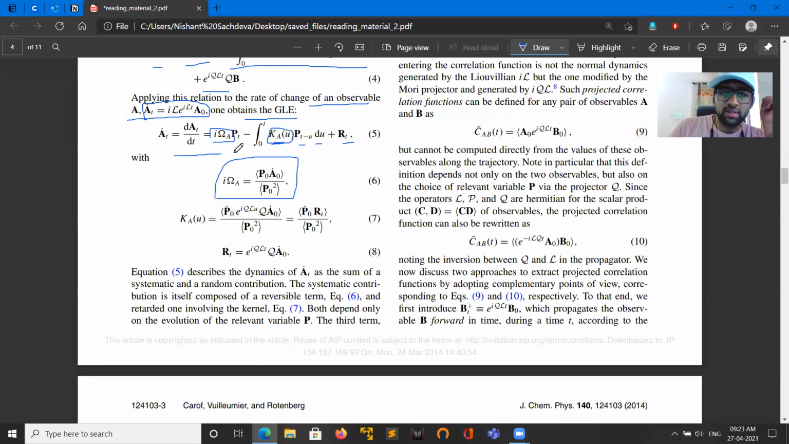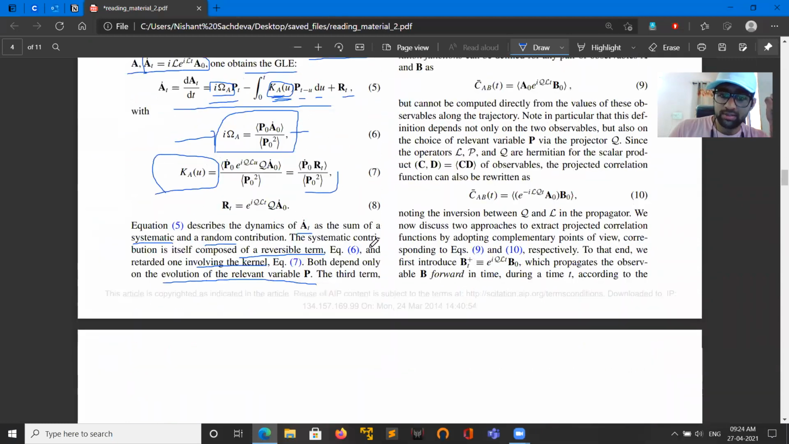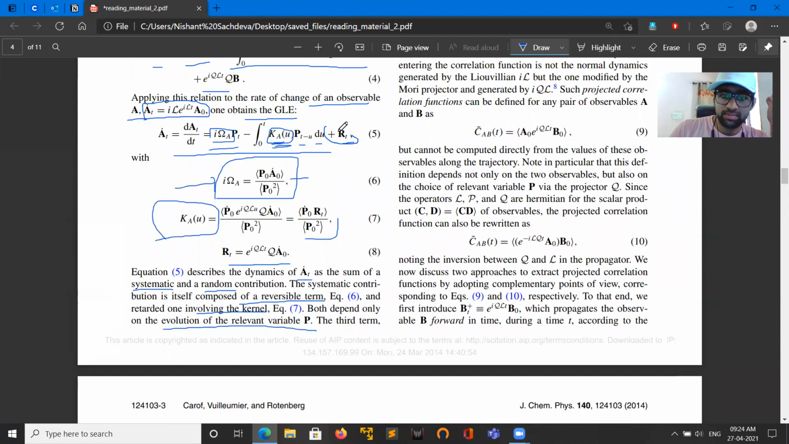Now equation 5, this particular equation, describes the dynamics of A dot as the sum of a systematic and a random contribution. The systematic contribution is itself composed of a reversible term, which is equation 6, and the retarded one involving the kernel, that is in equation 7. Both depend only on the evolution of the relevant variable p.